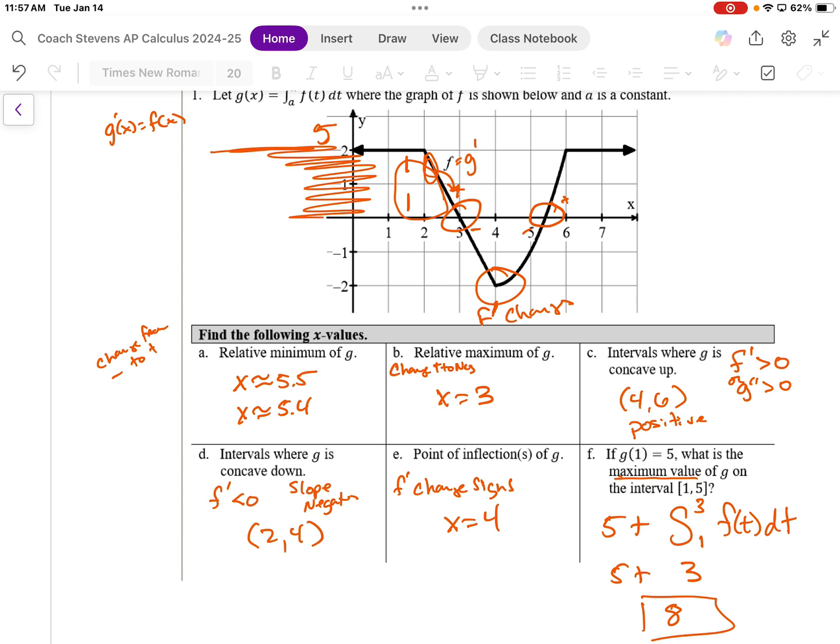Now, I know it says on the interval we're not going out to 5. We're just going up to where that maximum value occurs. That's the hard part, because it said over the interval, and so we're thinking we've got to go through the 3, 4, and 5, but we don't have to. We just want to go up to where that maximum value is occurring. So this is the max value.